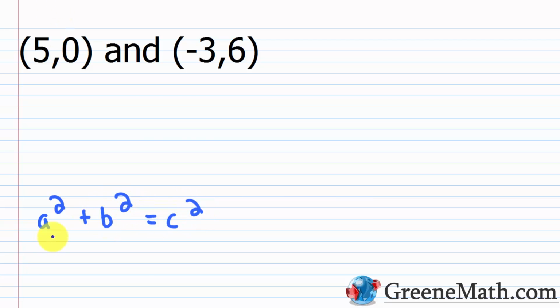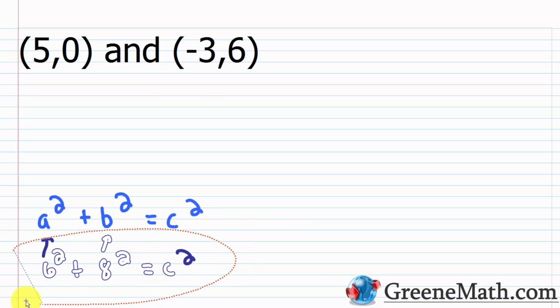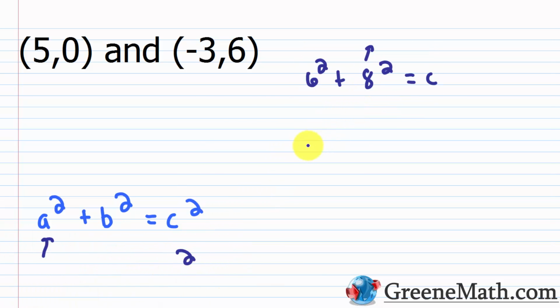So for A, we know that this guy was 6. For B, we know this guy was 8. So if I plug in there, I'm going to have 6 squared plus 8 squared is equal to C squared. Let me move this up a little bit, and I'll erase this. We don't need this anymore. Kind of write that in.